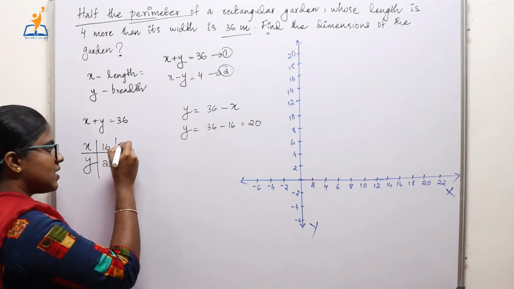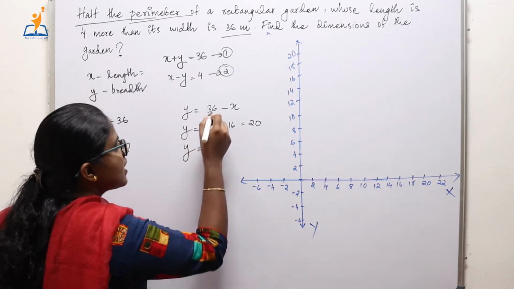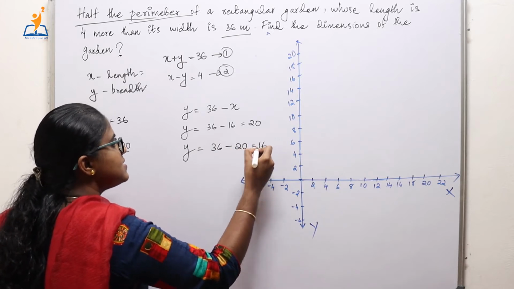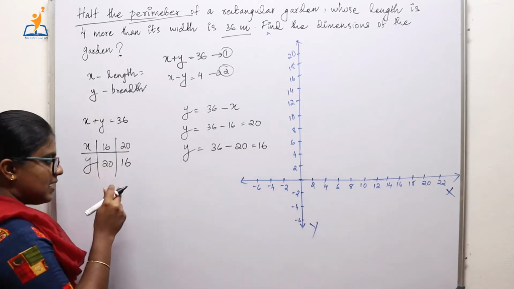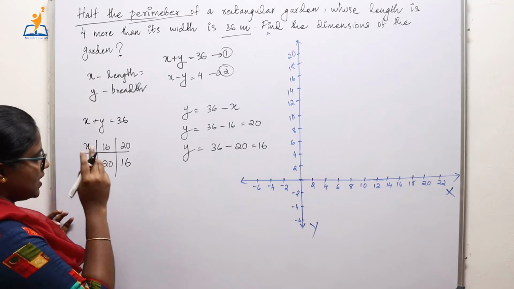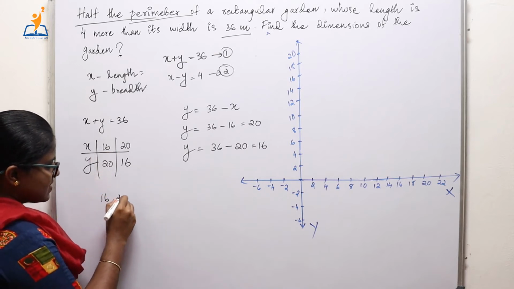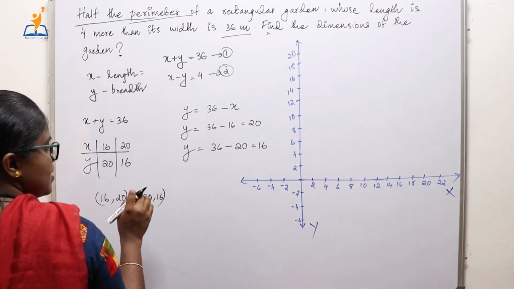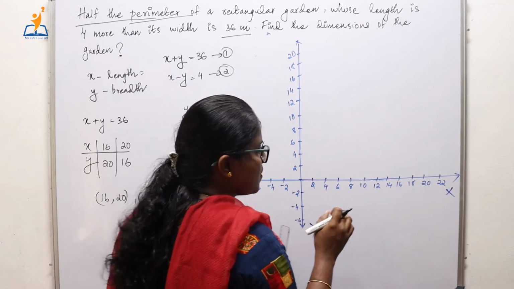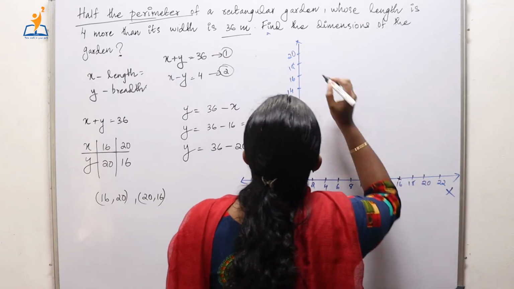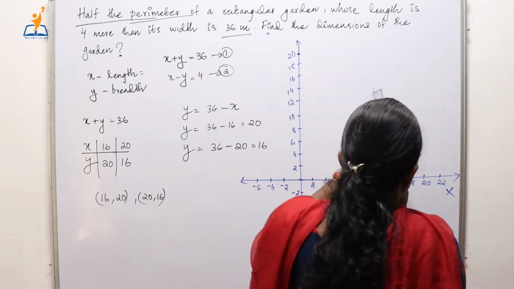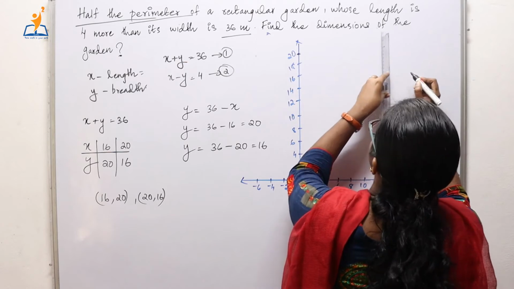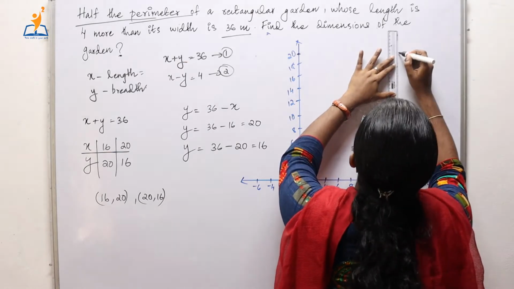Now let's put x is equal to 20. Now we have y is equal to 36 minus 20, that is 16. So we got y as 16 when x is equal to 20. So we got 2 points and they are 16, 20 and 20, 16. Now let's plot these 2 points in the graph, that is 16, 20. This is our 16, this is our 20, and we are going to plot this particular point very accurately so that we will get the solution also much more accurate.